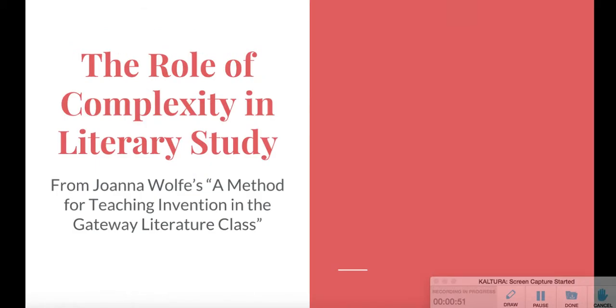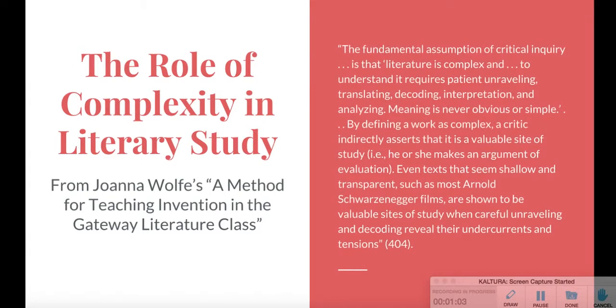In her work, A Method for Teaching Invention in the Gateway Literature class, composition scholar Joanna Wolf surveys several examples of scholarly research and finds that, quote, the fundamental assumption of critical inquiry is that literature is complex, and to understand it requires patient unraveling, translating, decoding, interpretation, and analyzing. Meaning is never obvious or simple. By defining a work as complex, a critic indirectly asserts that it is a valuable site of study. In other words, he or she makes an argument of evaluation.